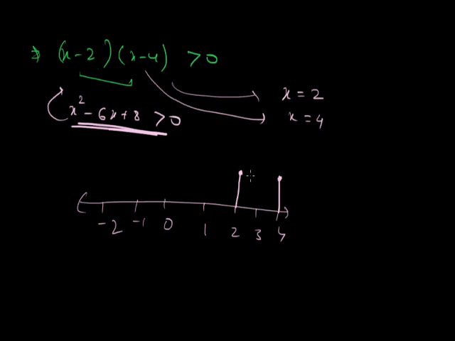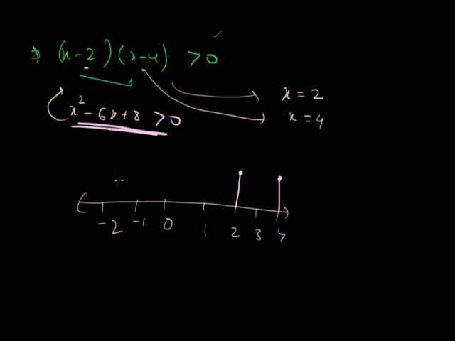Now we have marked 2 and 4 here. Assume a certain value which is less than 2, say 1. For the value 1, x minus 2 is negative. For 1 minus 4, again negative. If you multiply the two negative quantities, the answer is positive.